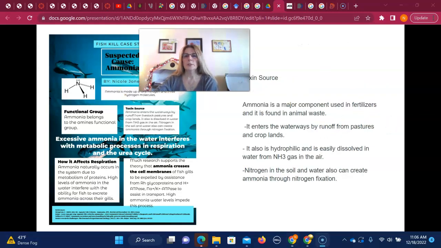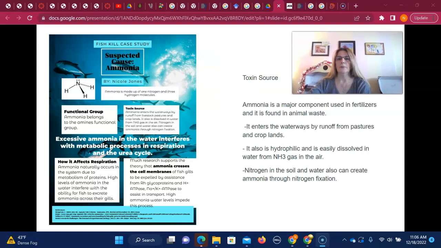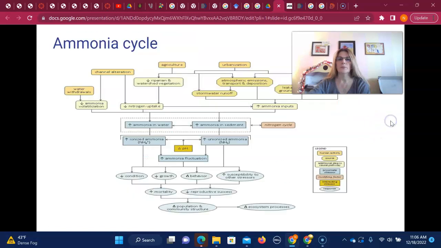The toxin source is ammonia, which is a major component used in fertilizers and is found in animal waste. It enters the waterways by runoff from pastures and croplands. It's also hydrophilic and is easily dissolved in water from NH3 gas in the air. Nitrogen in the soil and water also can create hydrogen through the nitrogen fixation process.